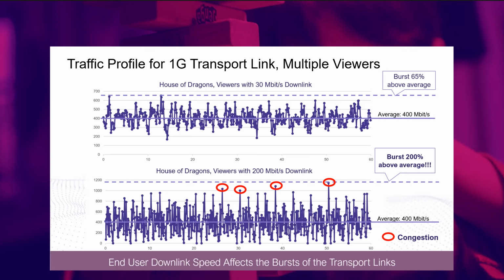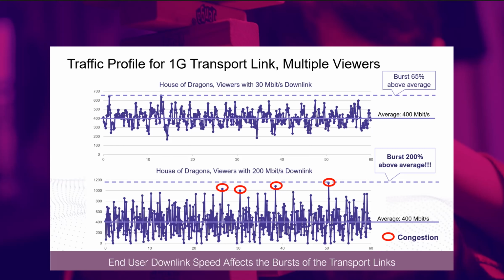But the interesting part is when we look at the second graph. There, the users have much faster download links, the bursts are more aggressive, and when we aggregate them together, we get very aggressive bursts that can go even 200% above the average utilization for that link. So in the second graph, if we have a 1 gig transport link in our transport network, we would already be at certain times, for a short period of time, exceeding that transport link capacity.